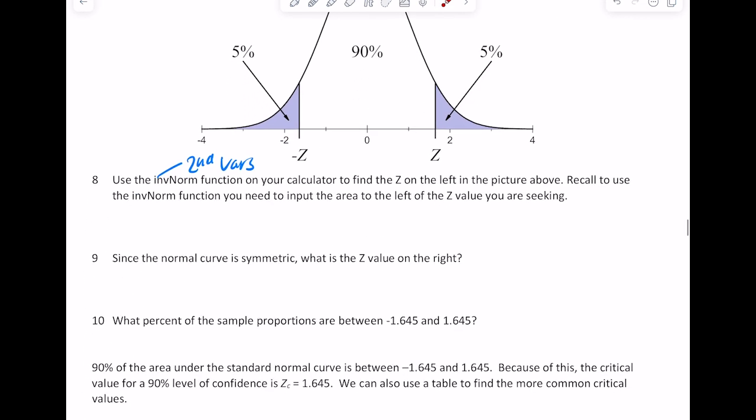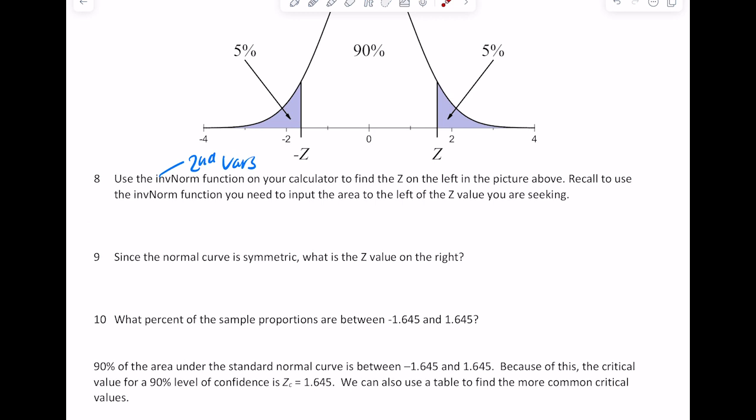So if I want to find the critical value for 90%, I'm not going to type in the inverse norm of 0.05. I'm going to type in the inverse norm of 0.95, because if you type in 0.05, it's going to give you the critical value here, which is fine, okay, but it'll be negative, and you can't use that when you're trying to find your confidence interval. You have to use the positive version. So you would just need to make it positive instead.